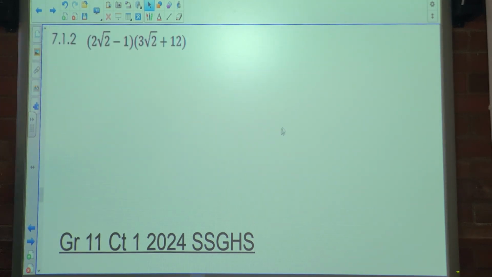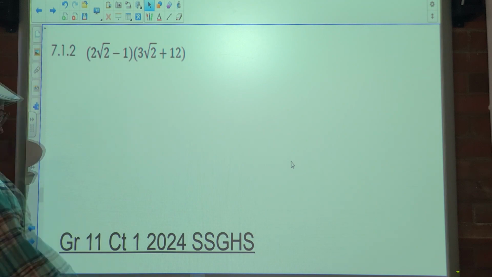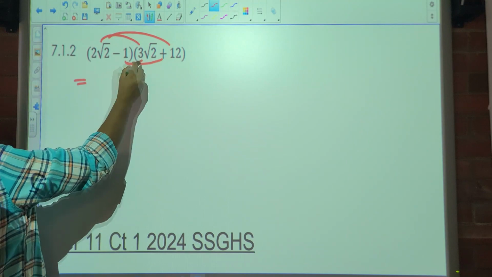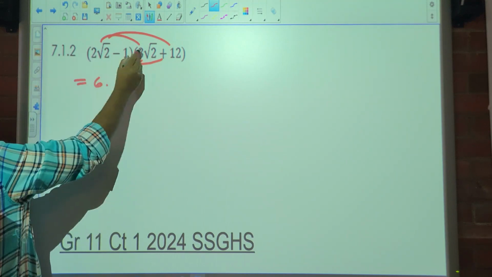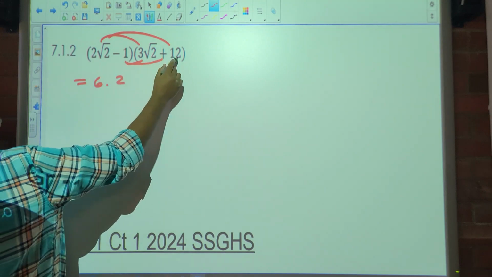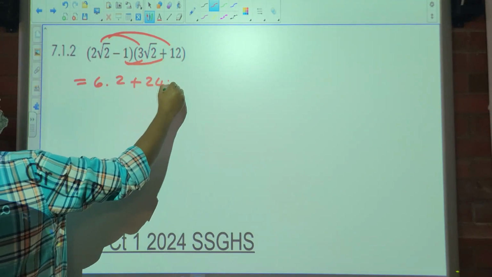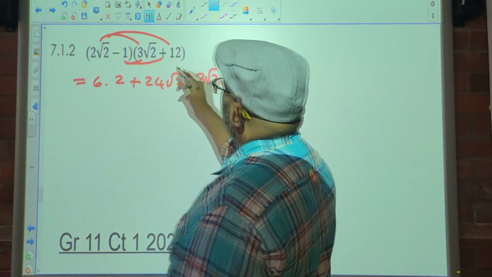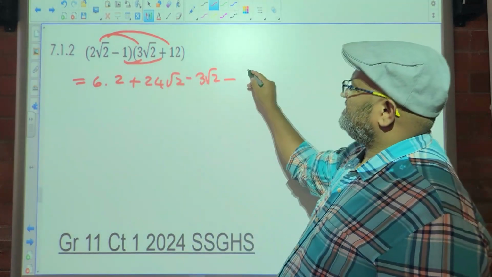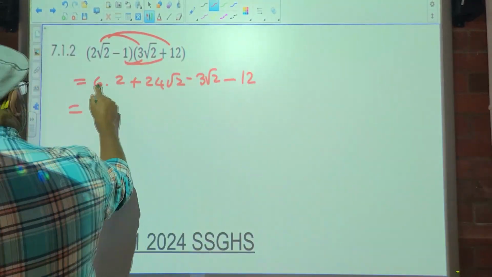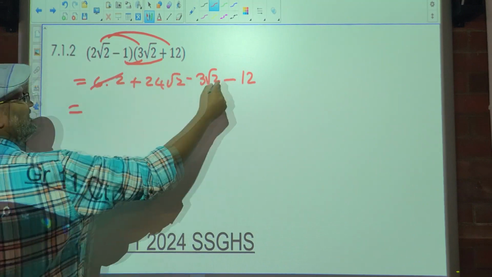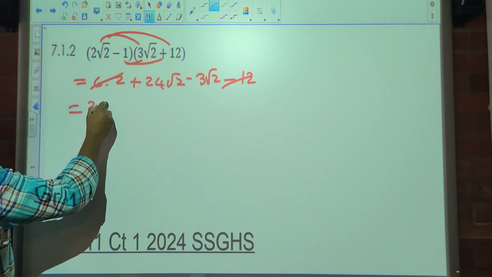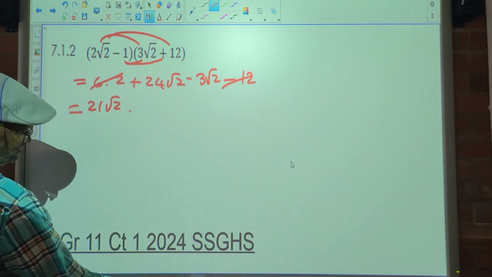The 3 marks, 7.1.2, they ask you to simplify. Okay, so assuming you apply the distributive law there. So 2 root 2 times 3 root 2, 2 times 3 is 6, root 2 times root 2 is 2. 2 root 2 times 12, 2 times 12 is 24 root 2. Negative 1 times 3 root 2 is negative 3 root 2. Negative 1 times positive 12 is negative. What is 2 times 6? 12. So that cancels. 24 root 2 minus 3 root 2 is 21 root 2. Okay.